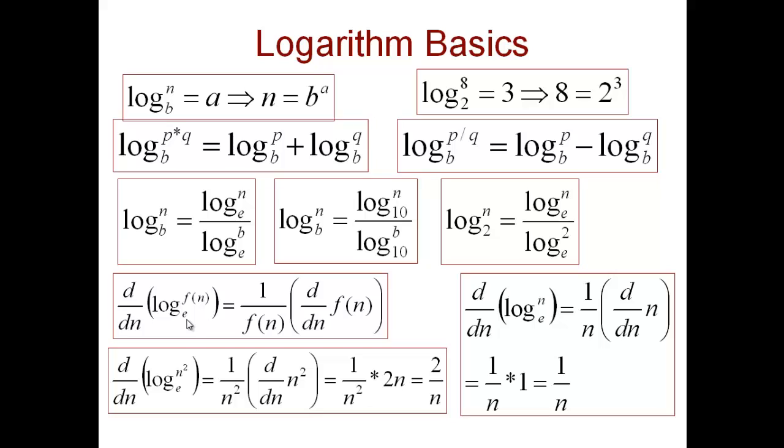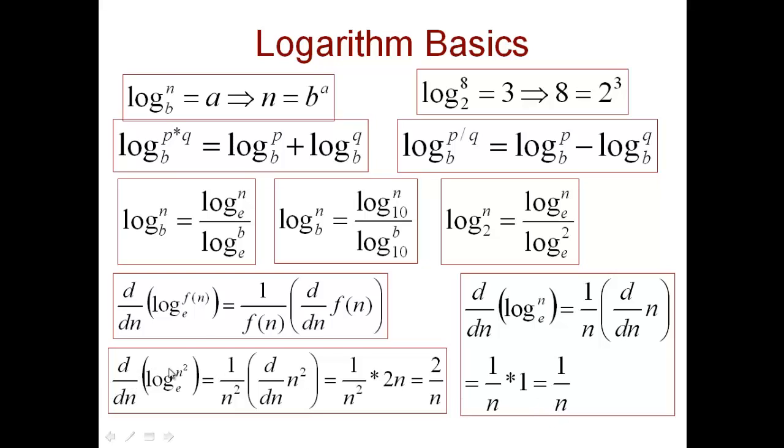Now the formula for differentiating log f of n to the base e is this: 1 over f of n, then the differentiation of the function f of n with respect to n. For example, if f of n is n itself, then log n to the base e, differentiating with respect to n, is 1 over f of n, so 1 over n, then differentiation of n with respect to n, which is 1, so the answer is 1 over n.